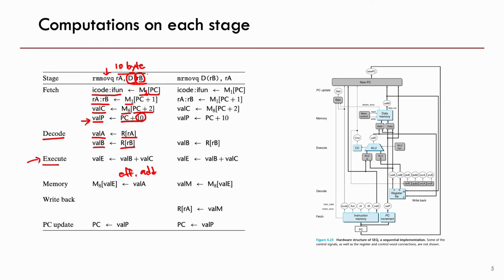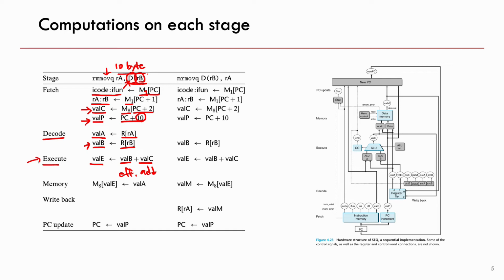So where are they? Where are RB and D stored? They are stored in val_b and val_c. As you can see, in the decode stage we stored the value of RB in val_b, and we stored D, which is the displacement, in val_c in the fetch stage. Then we can compute val_b plus val_c, and the effective address will be stored in val_e, the output of execute.